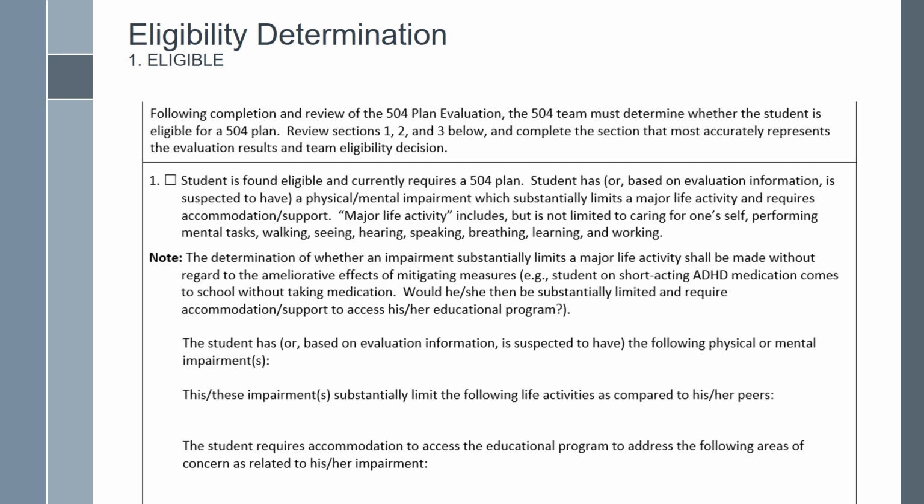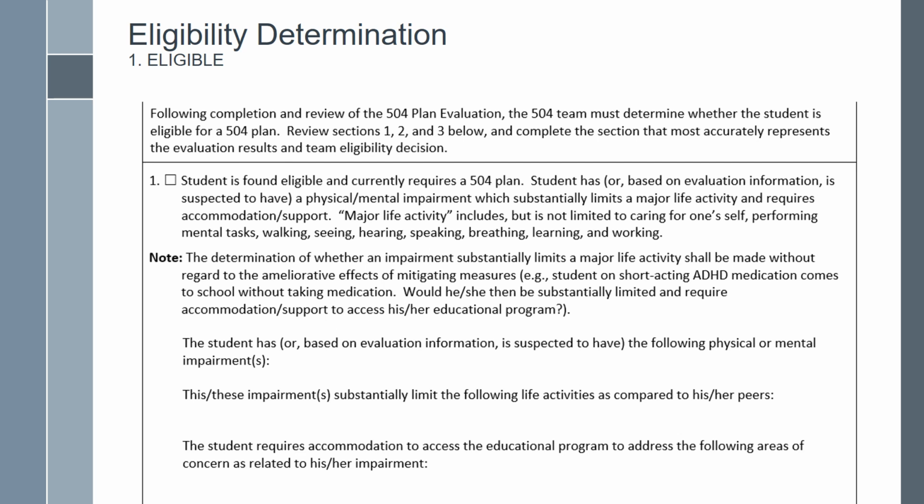Section 1 of the form includes a reminder to 504 teams that mitigating measures, with the exception of ordinary glasses or contact lenses, should not be part of the consideration of whether a student's impairment substantially limits a major life activity. For example, a student with ADHD may not require accommodation when consistently taking medication, but does require accommodation when he or she is not taking their medication. In such a case, accommodation should be written to support the student's need when not on medication. The team must consider the impact should the mitigating measures not be available.